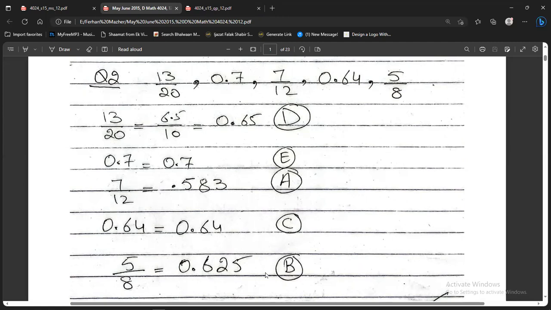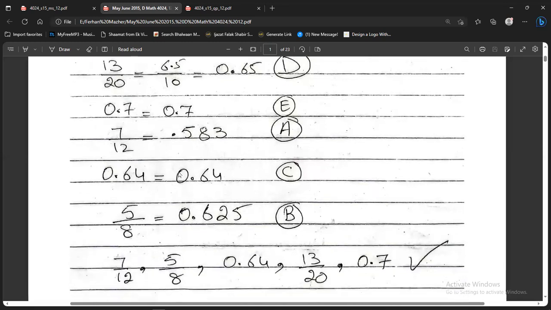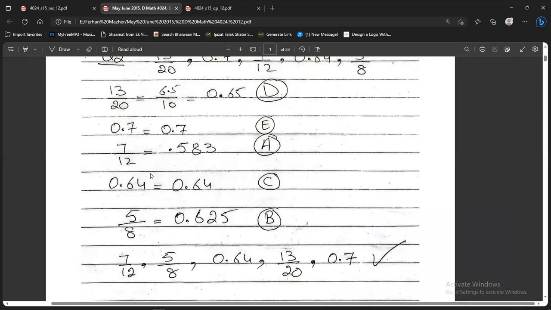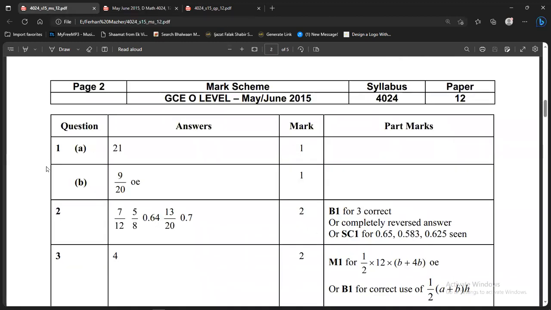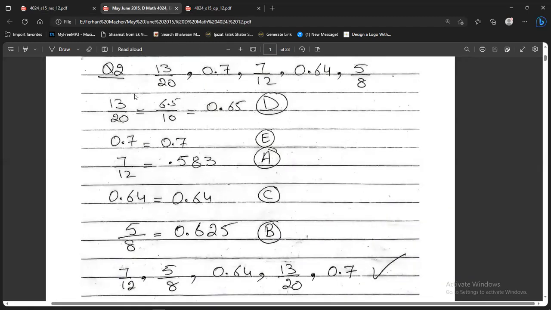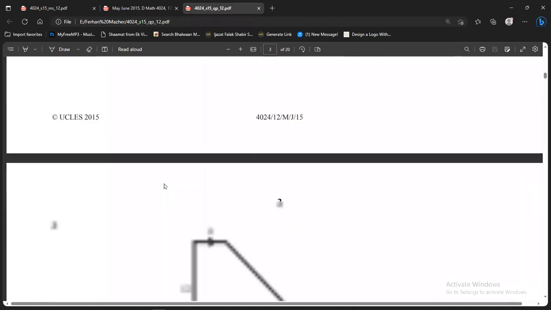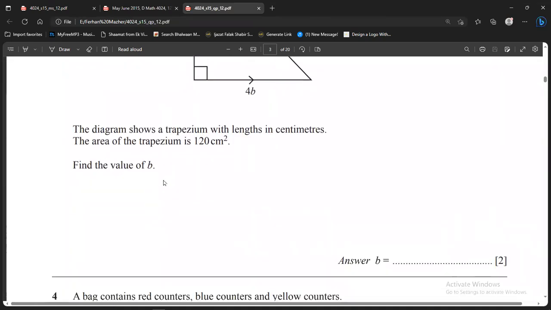So you see 0.583 is the smallest. Then you have 0.625, then 0.64, then 0.65, then 0.7. When you arrange them, you write the original fractions. So it will be 7 by 12, 5 by 8, 0.64, 13 by 20, and 0.7. This is the solution, how I have done this. This division is a little difficult, but you can do it. It's a 2 marks question.